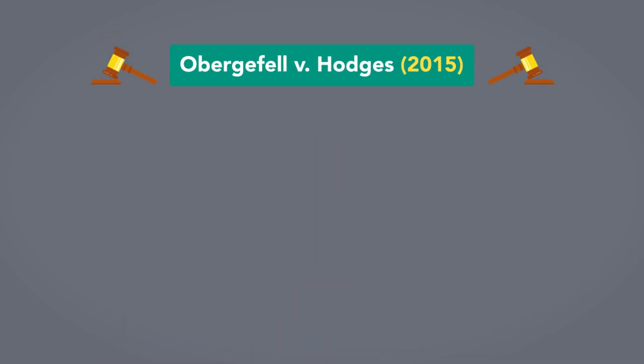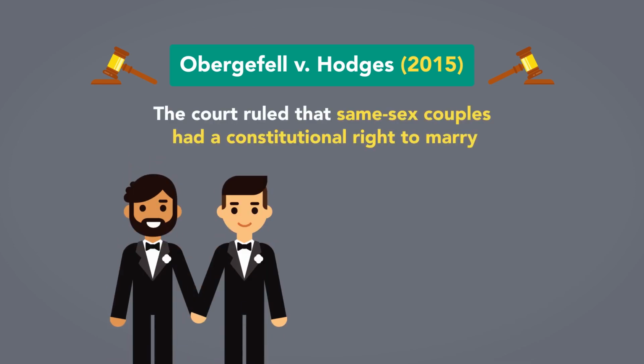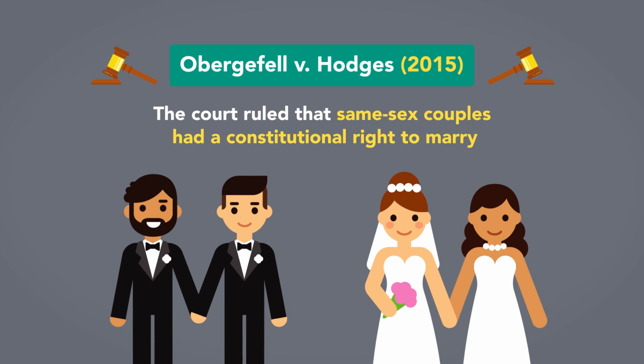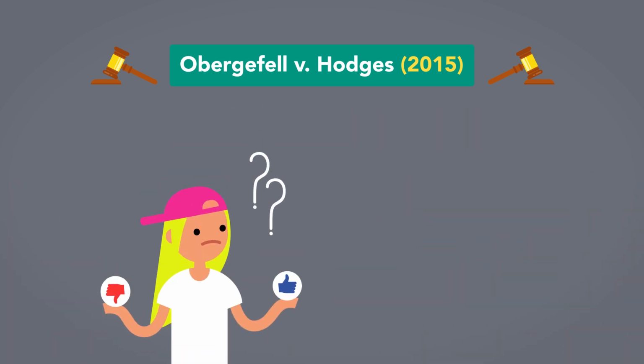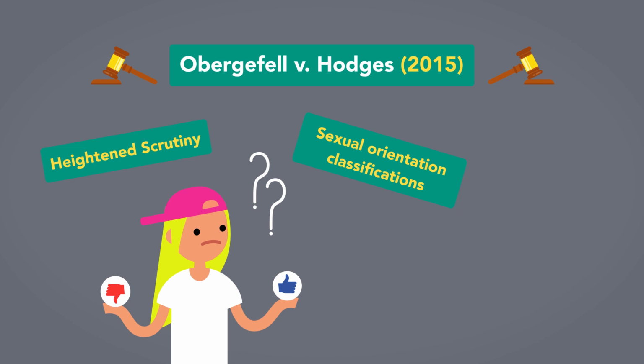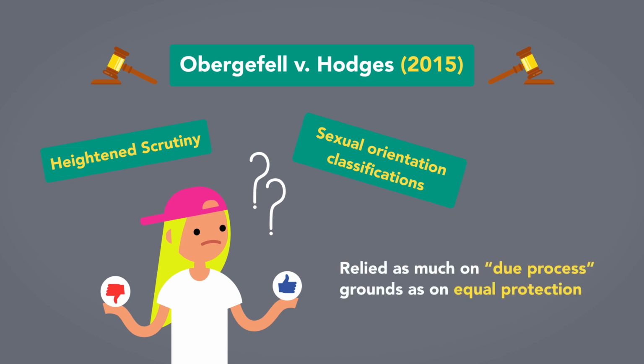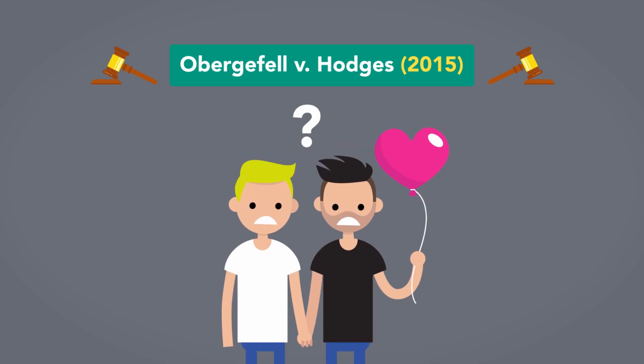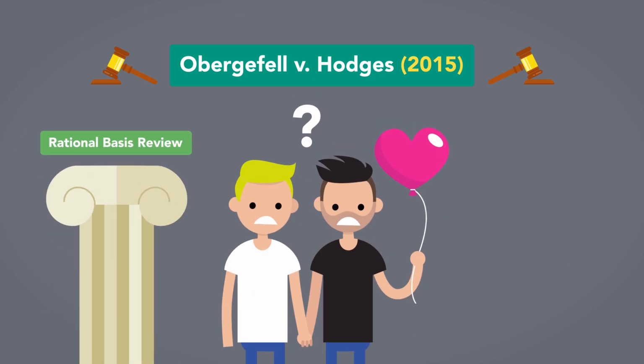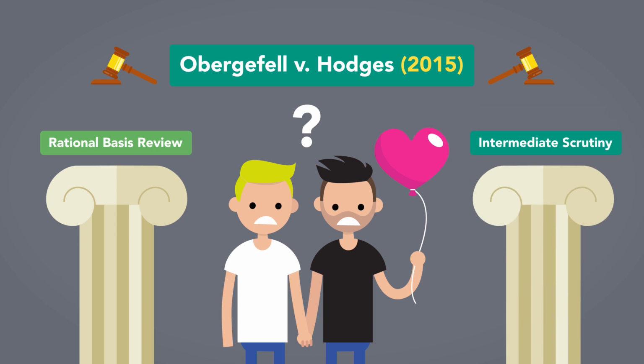2 years later, in the landmark case of Obergefell v. Hodges, the court ruled that same-sex couples had a constitutional right to marry. That decision, again without taking a position on whether heightened scrutiny should apply to sexual orientation classifications, relied as much on due process grounds as on equal protection. Thus, despite the grant of same-sex couples' rights to marry, we are left without clear Supreme Court authority that sexual orientation classifications are subject to medium scrutiny.